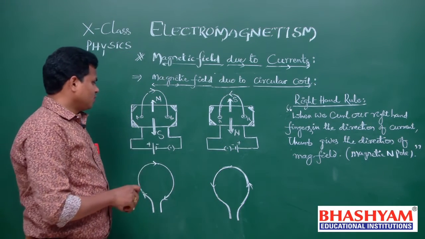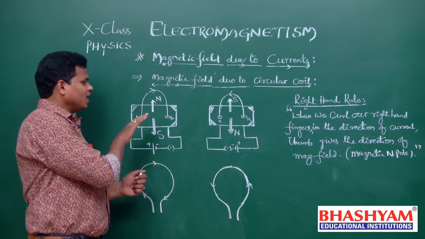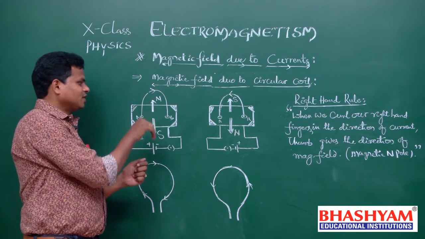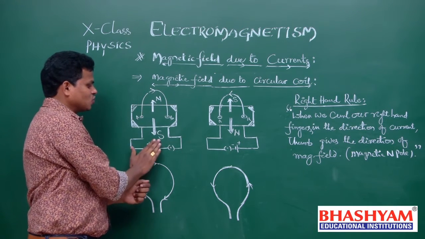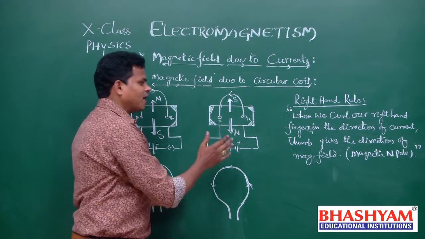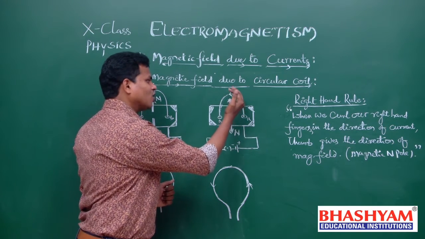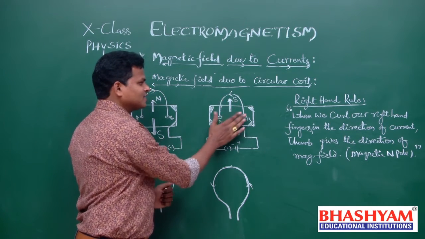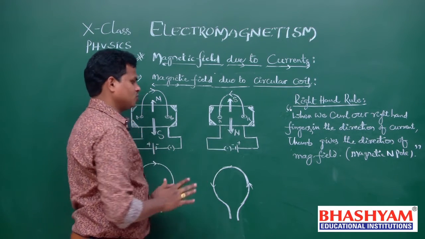What do you observe? When the current passes in the coil in a clockwise direction, the face of the loop acts as a south pole. When the current passes through the coil in an anti-clockwise direction, the face of the loop acts as a north pole.